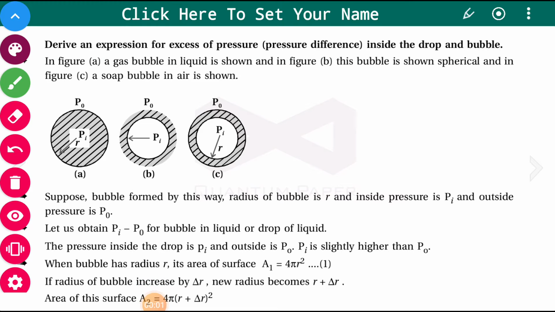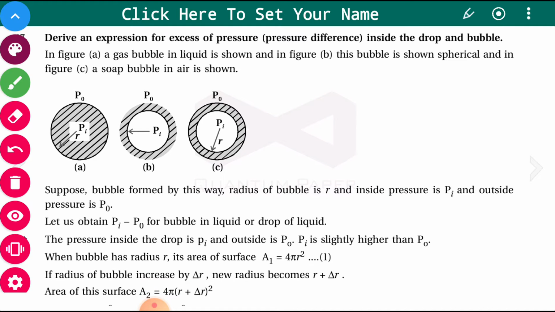The topic of discussion is to derive the expression for the excess pressure, that is, the pressure difference inside the drop and the bubble. See, a gas bubble in liquid is shown in figure A, and figure B shows that this bubble is spherical, and in C the soap bubble is shown in the air. So figure C shows you the bubble which is made in the air. So the soap bubble is in air.